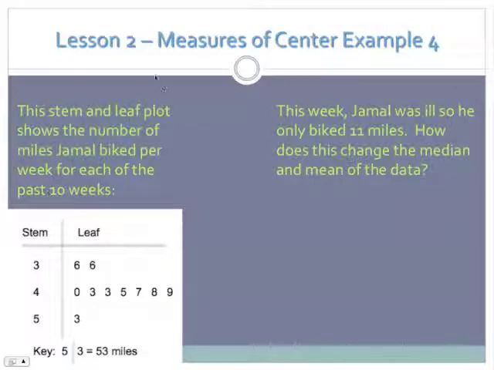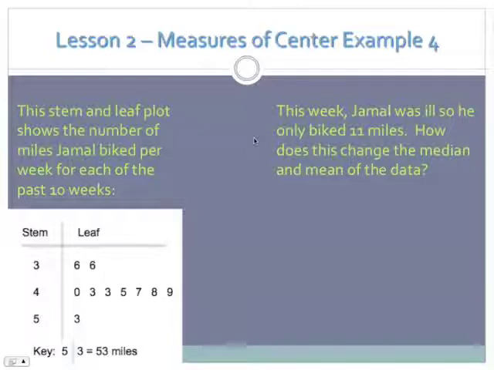All right, example 4. This is a stem and leaf plot. A stem and leaf is where your number that's in the tens place value is your stem, and then your ones place value is your leaf. We are going to use this stem and leaf plot to calculate the measures of center for Jamal. Let's look over here, and it says this week Jamal was ill, so he only biked 11 miles. How does this change the median and mean of the data? And here you can see this is the miles that he biked for the past 10 weeks. So this is the 10 weeks, and then the 11th week he only biked 11 miles because he was ill.